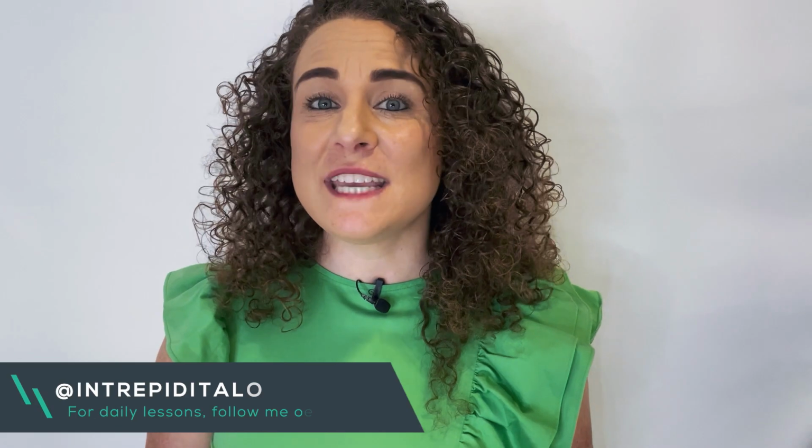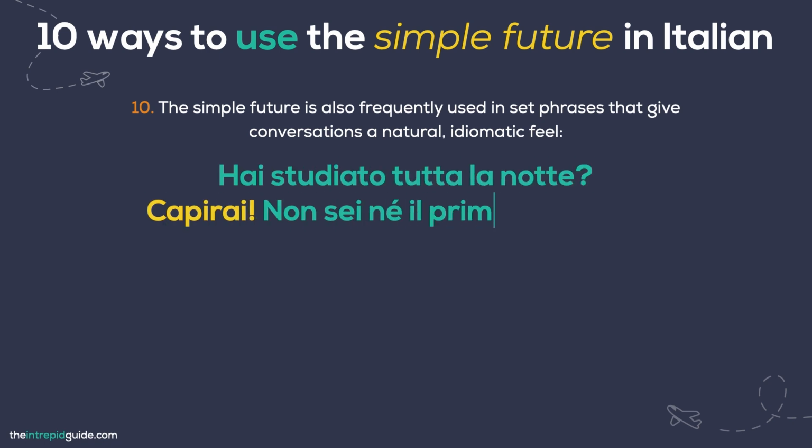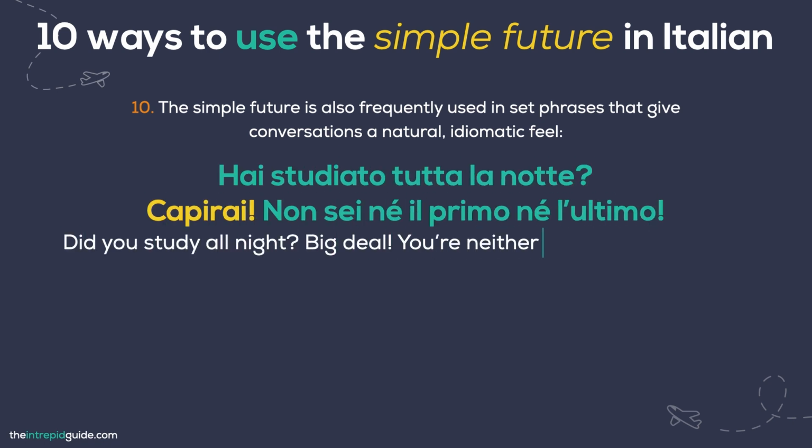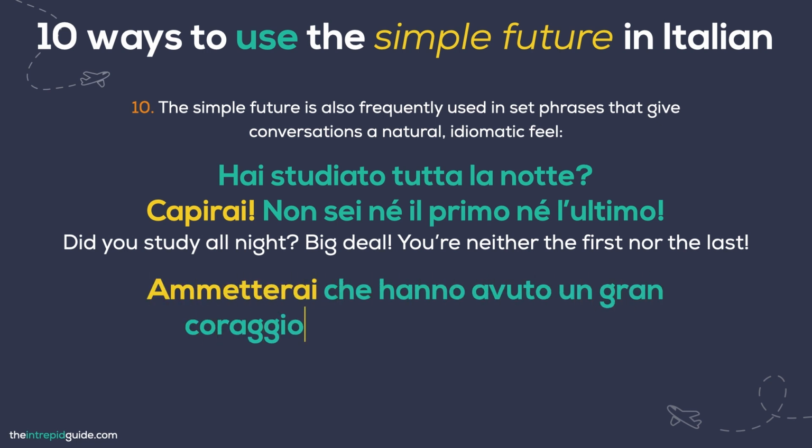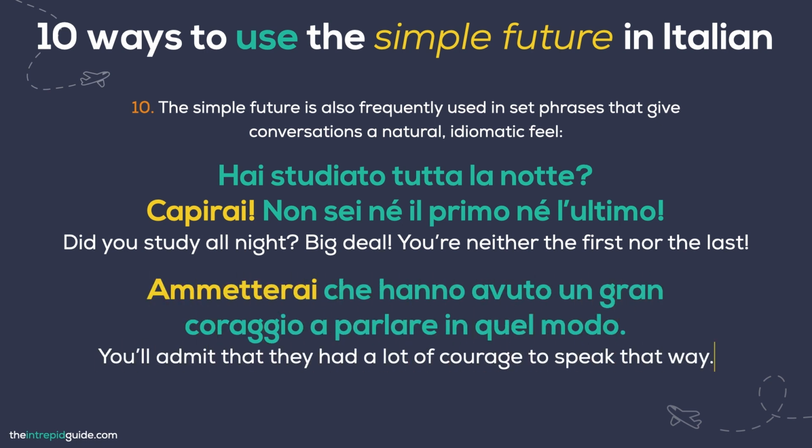The simple future is also frequently used in set phrases that give conversations a natural idiomatic feel. For example, Hai studiato tutta la notte? Capirai, non sei né il primo né l'ultimo. Did you study all night? Big deal. You're neither the first nor the last. Ammetterai che hanno avuto un gran coraggio a parlare in quel modo. You'll admit that they had a lot of courage to speak that way.